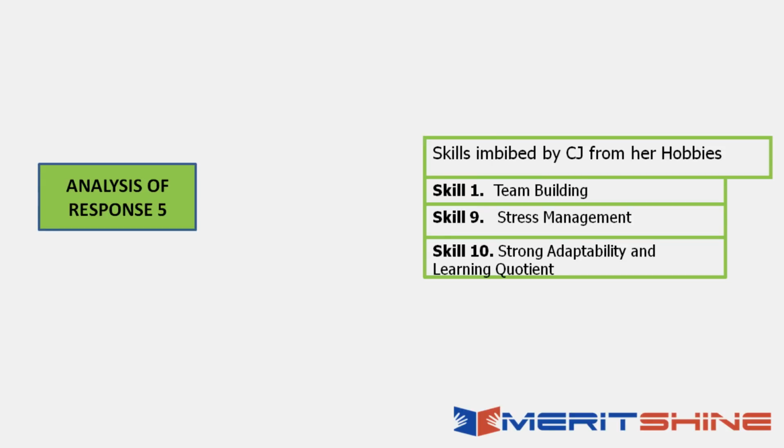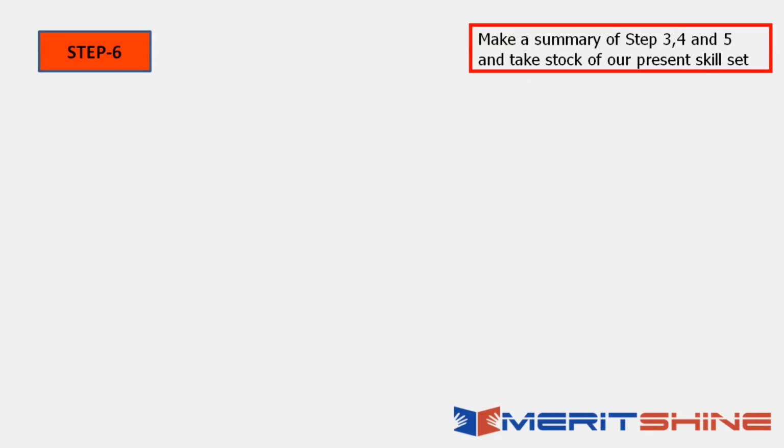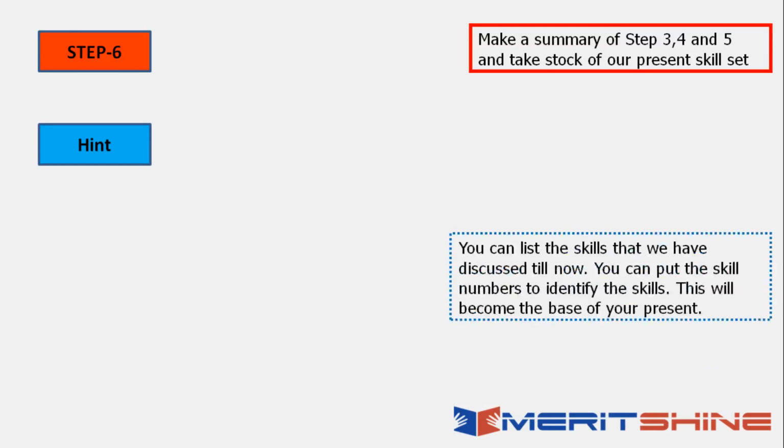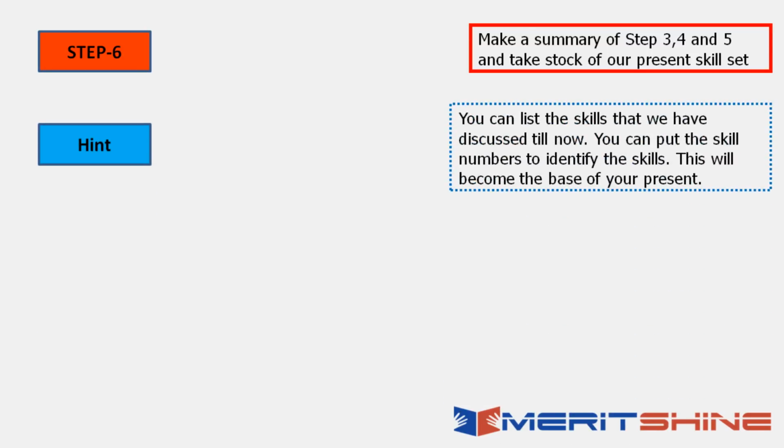Now let's go to step 6. In step 6, we will consolidate. And what is the consolidation activity? Whatever you did in step 3, 4 and 5, make a summary of it and take stock of your present skill set. I'll give you a hint here also. You can list the skills that we have discussed till now, and you can also put numbers to identify the skills.